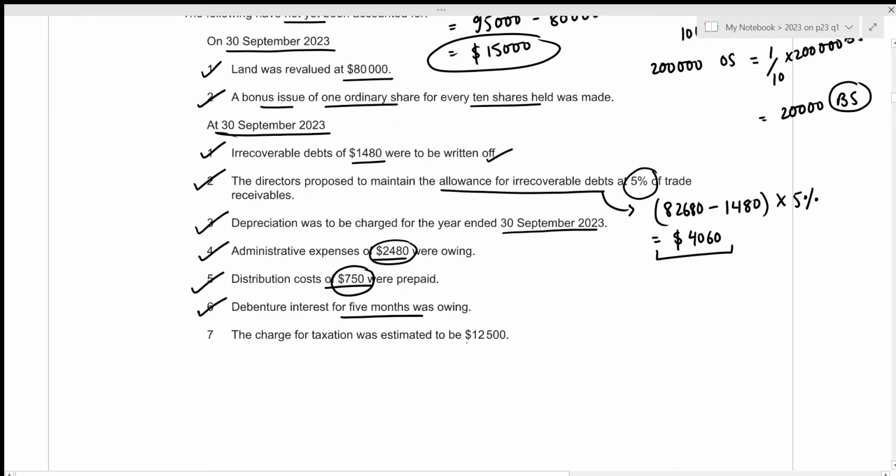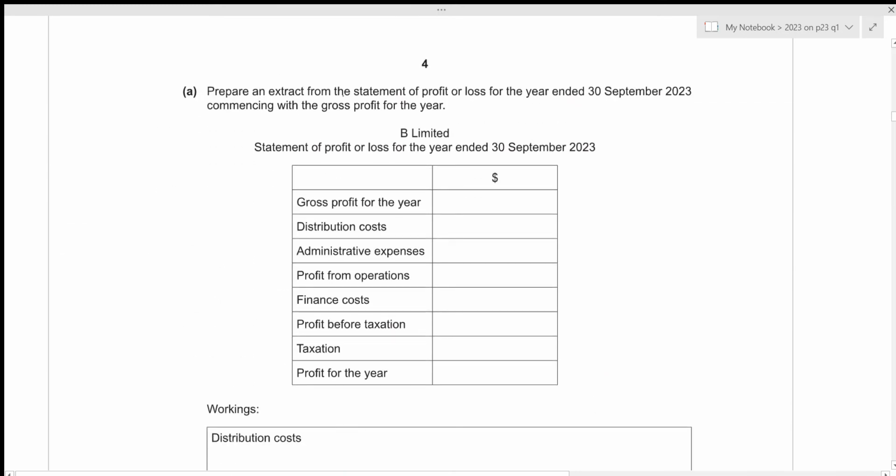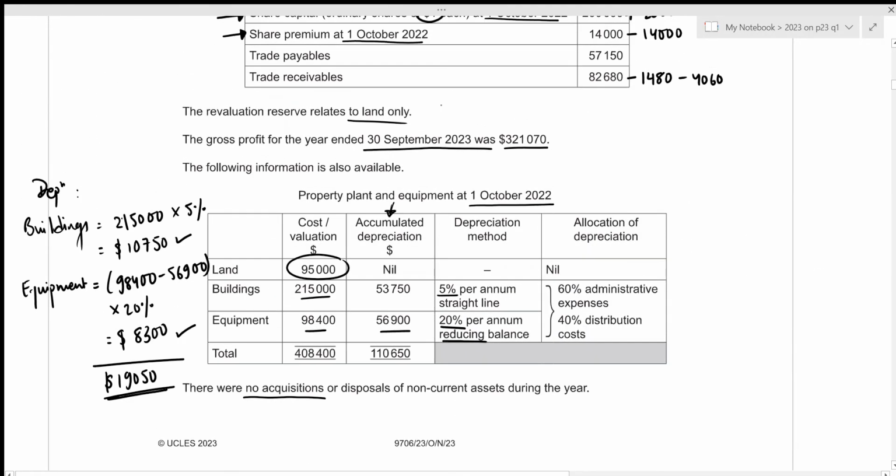Then the charge for taxation was estimated to be 12,500. So this is just the given information. We do not need to adjust it anywhere. That's all for the information. Now, for the first part, we need to prepare an extract from the statement of profit or loss for the year ended 30 September 2023, commencing with the gross profit for the year. So we have been given the value for our gross profit. Let's write it down. That's 321,070.